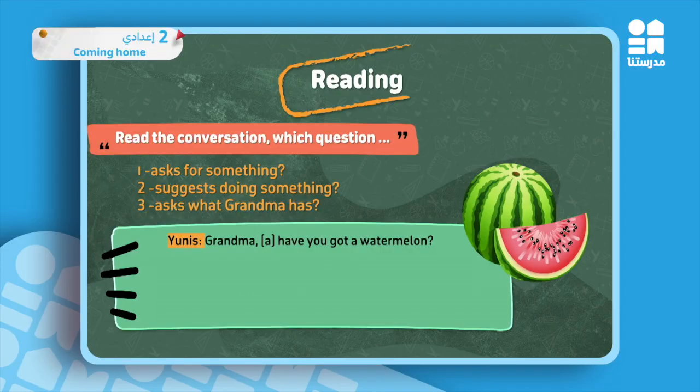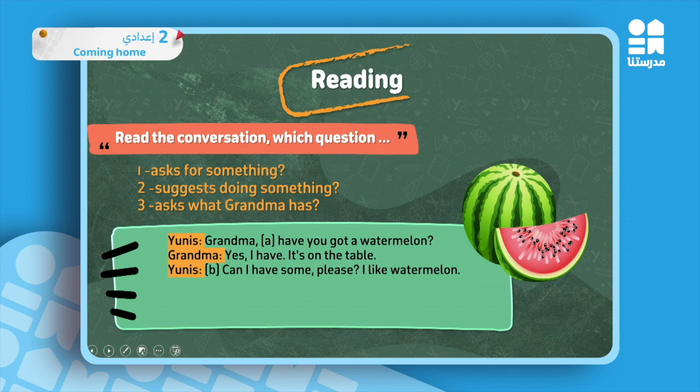Yunus, grandma, have you got a watermelon? Yes, I have. It's on the table. Yunus, can I have some please?